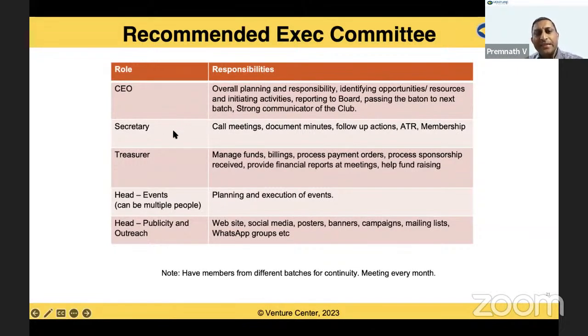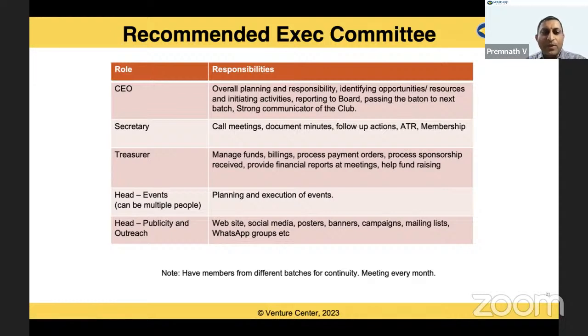Secretary is very disciplined, right? Usually calls meetings, documents them, follows up actions, puts out the action taken report, ensures membership, follows a process to ensure that people are formally recorded as members of the club. The treasurer is somebody who's managing funds, billings, processing payment orders, processing sponsorships received, providing financial reports at meetings, and helping fundraising. That's the role of the treasurer.